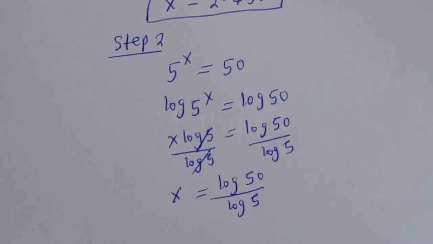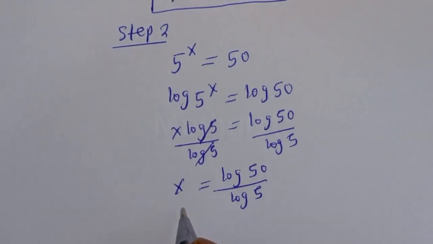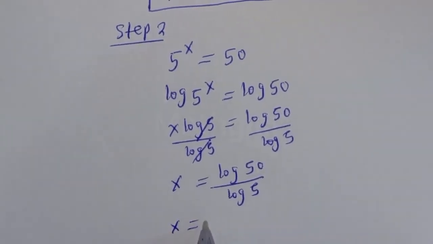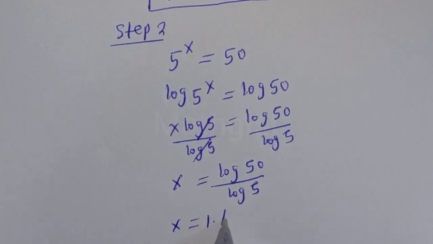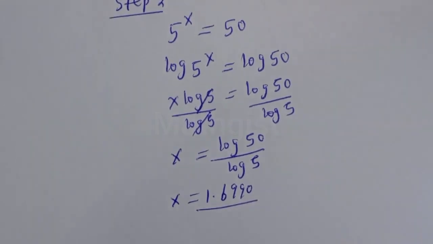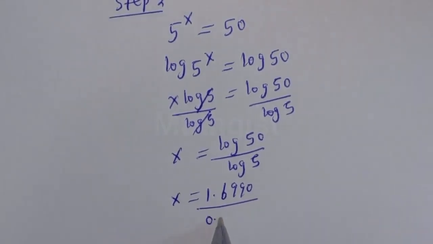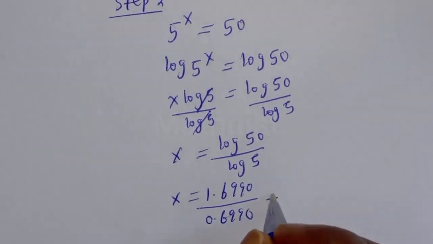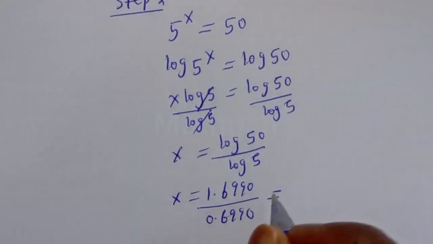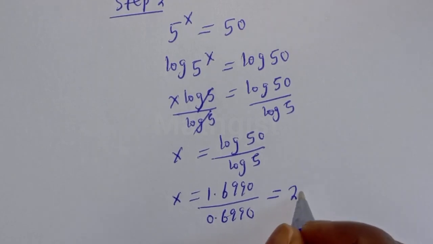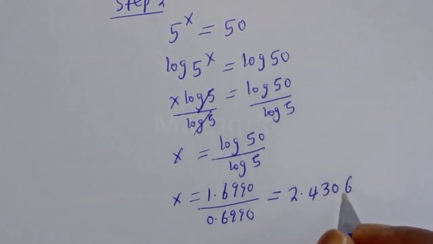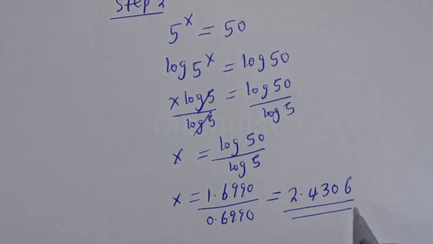But if you press your calculator, log 50 is 1.6990. S is equal to 1.6990 divided by log 5, which is 0.6990, which is equal to, if you divide this by this, we have 2.4306. This is the final answer.